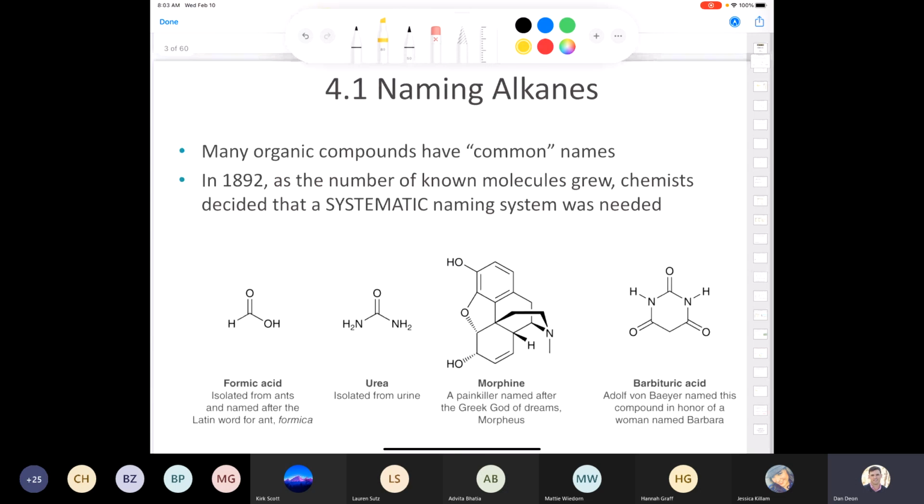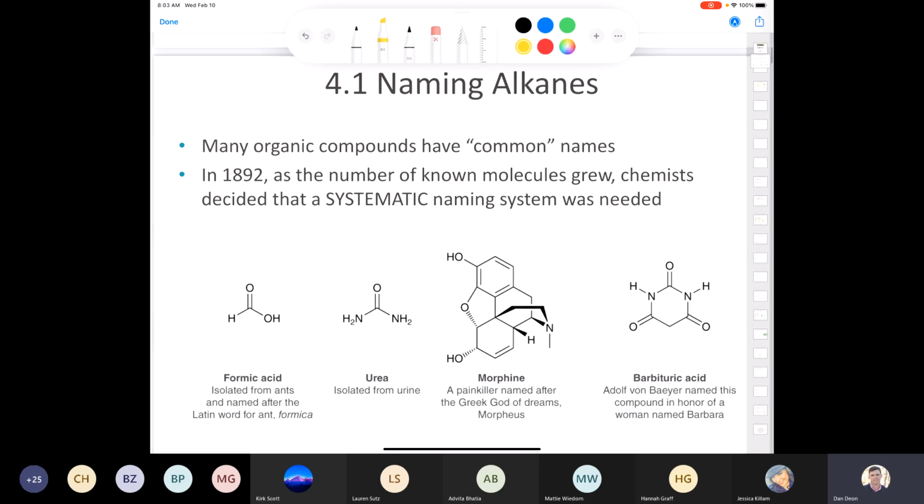Well, just a little bit of history on naming alkanes and naming organic compounds in general. It says that many organic compounds have common names. But in 1892, chemists were discovering more and more organic compounds all the time, and so they had to come up with some kind of systematic way of naming them. And so they got together, and first they came up with what were known as the Geneva rules, which later led to the IUPAC rules, which is the International Union of Pure and Applied Chemistry.